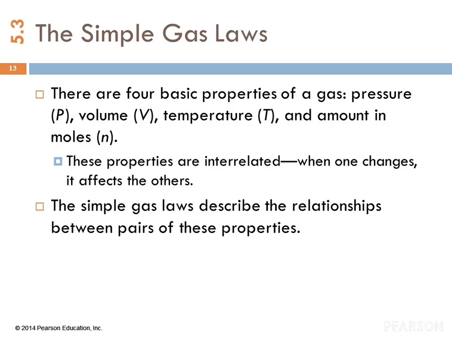There are four basic properties of gases that we measure. You could say there's four variables. One is pressure, and we use capital P for that. Volume is important, we use capital V. The temperature is capital T. And the amount of gas, we're going to measure in moles, not in grams, and that's a lowercase n.